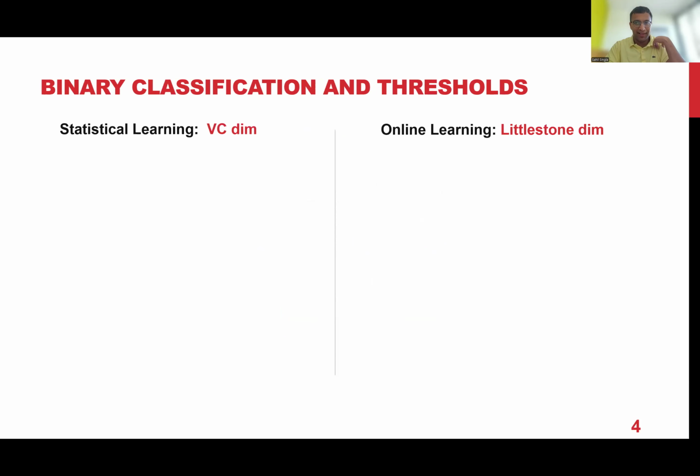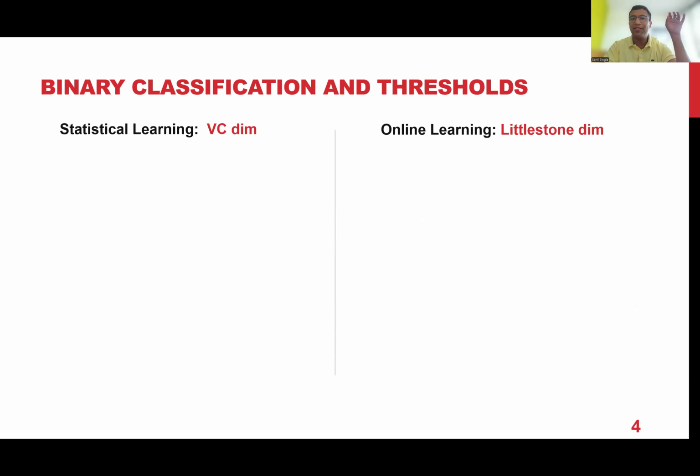At a high level, these are again classical results: statistical learning, or offline learning, is basically governed by something called the VC dimension. If your hypothesis class has a small VC dimension, then you can learn it fast and find the optimal hypothesis. On the other hand, for online learning there's something called the Littlestone dimension, which is usually much larger. If the Littlestone dimension is small, then you can learn, but otherwise you cannot learn.